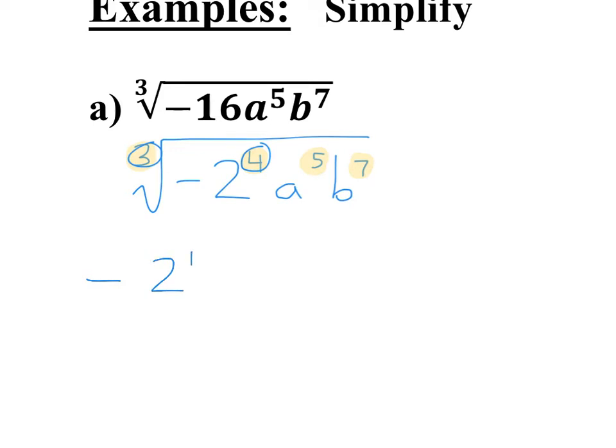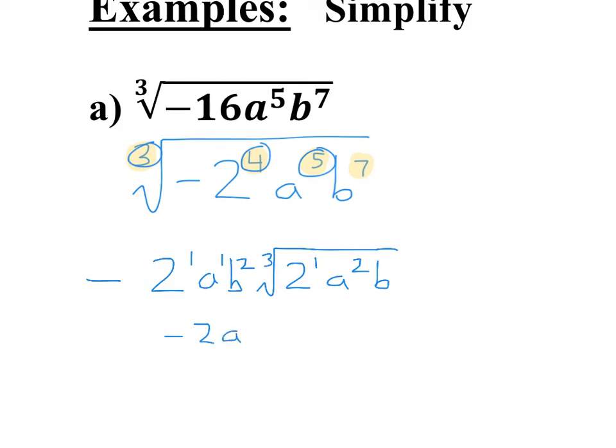So 1, 2 comes out. 4 divided by 3 is 1 with 1 left over. So we have 1, 2 out front and 1, 2 on the inside. 5 divided by 3 is 1 and 2 leftover A's. 7 divided by 3 is 2 with 1 left over. So I'm just going to rewrite it, making it look nicer. This is -2. Oh, and I forgot the index.